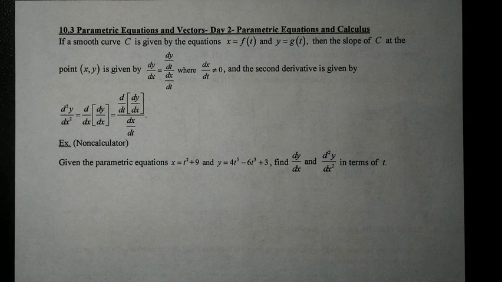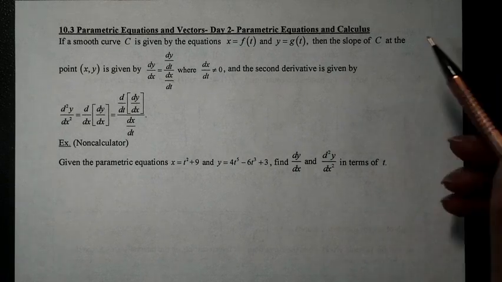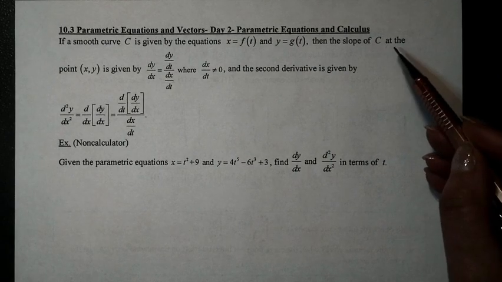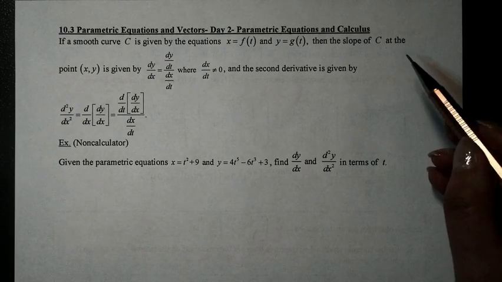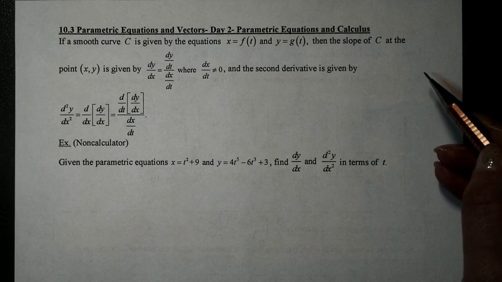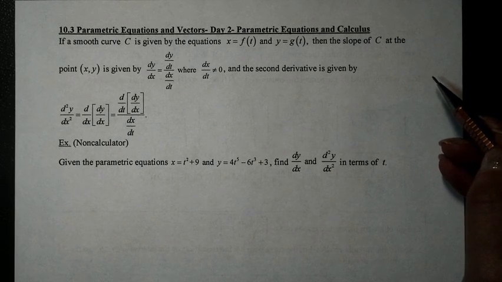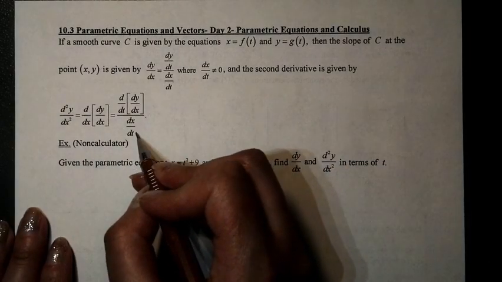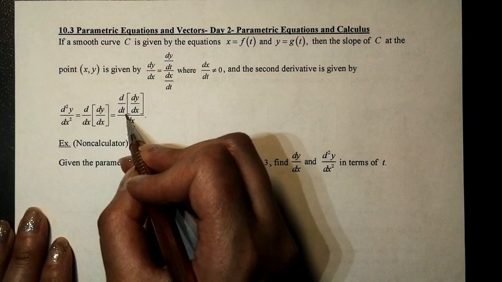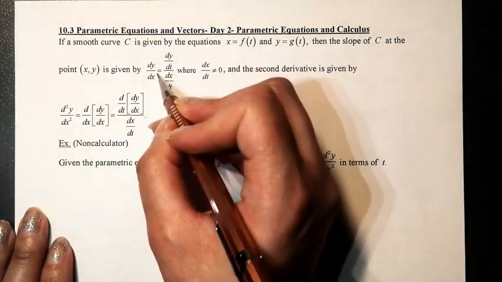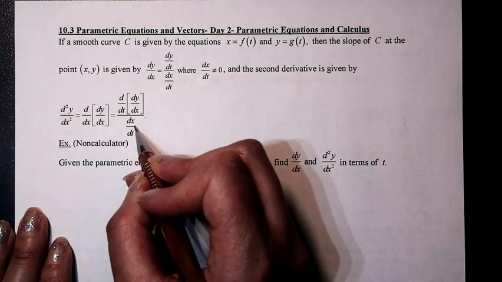Okay, so we have that if a smooth curve C is given by the equations x equals f of t and y equals g of t, then the slope of C, the curve, at the point (x, y) is going to be given by dy/dx equals dy/dt over dx/dt, where dx/dt is different than 0. And the second derivative is given by this. The second derivative is going to be the derivative with respect to t of dy/dx, which is the result that you have from here, divided by dx/dt.